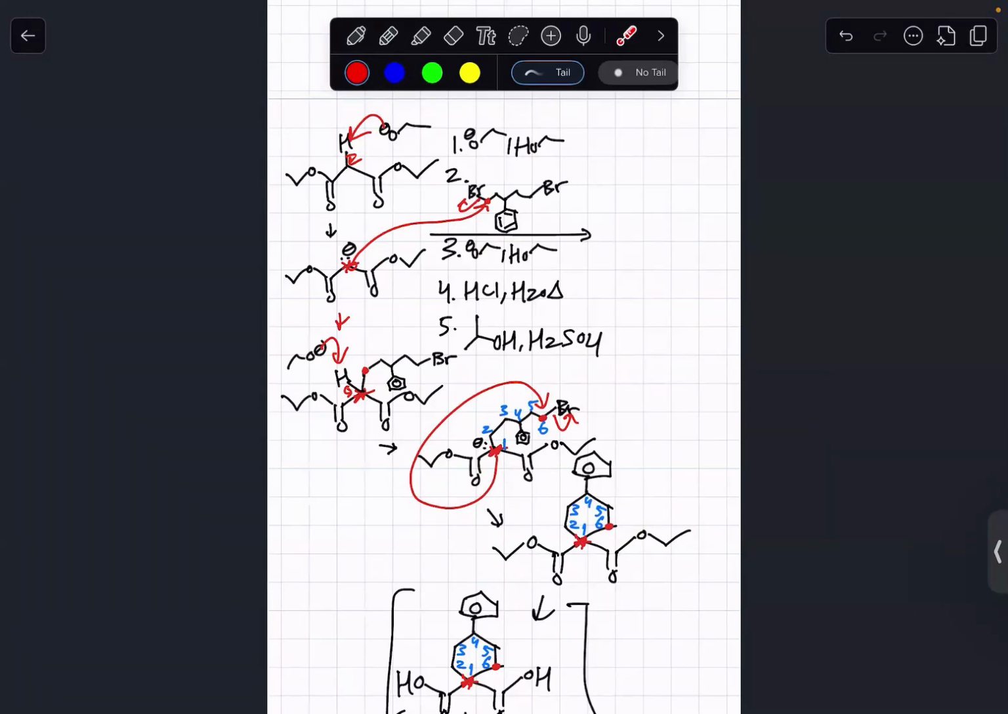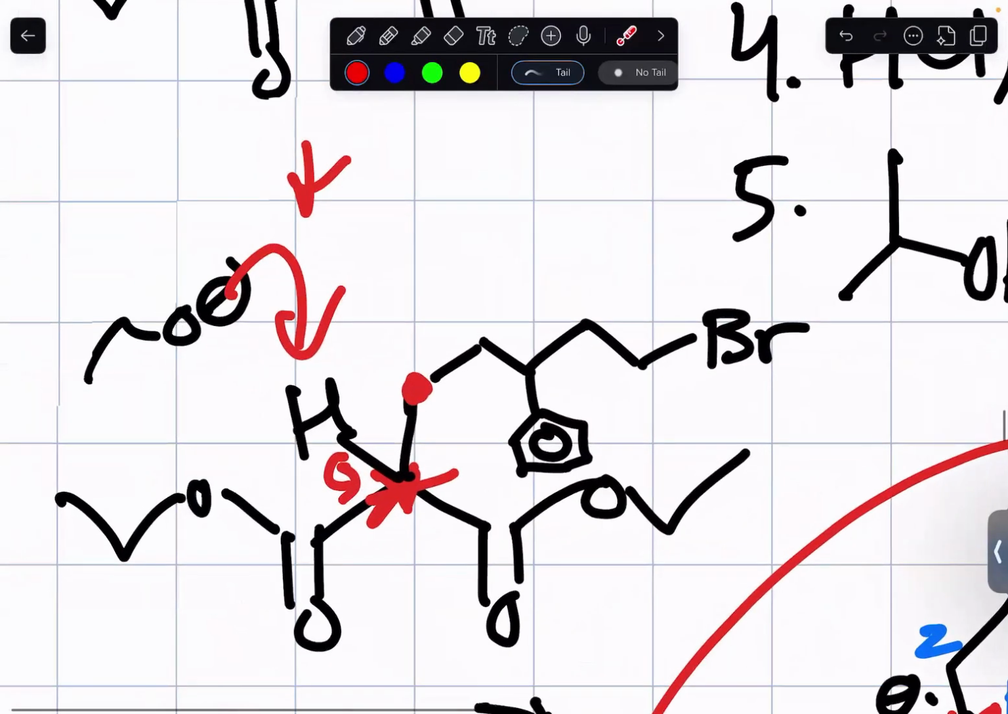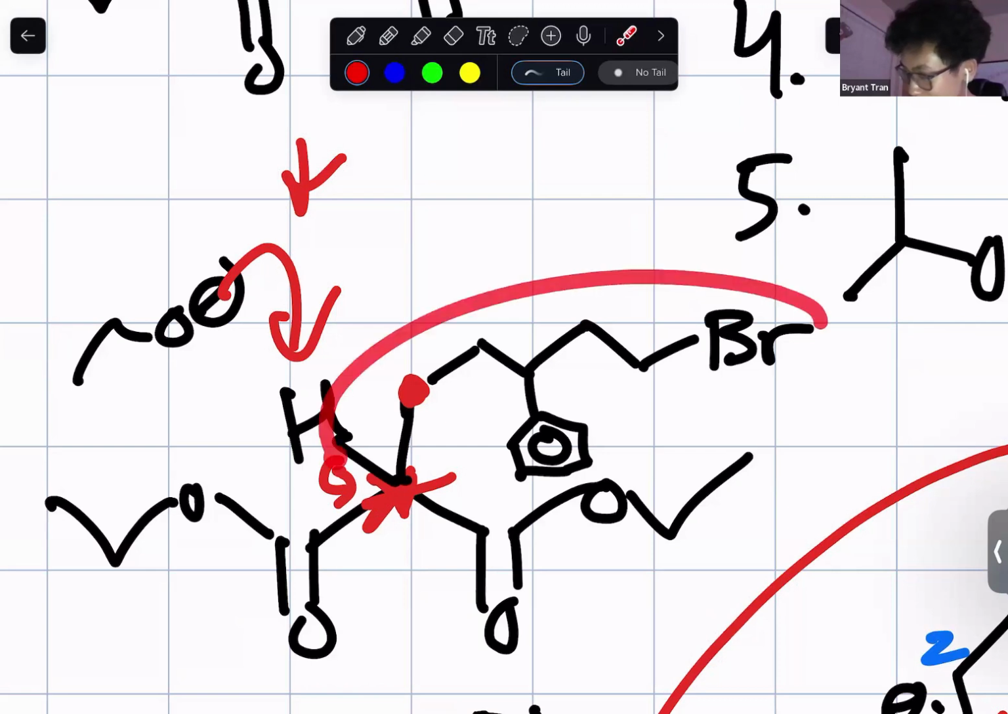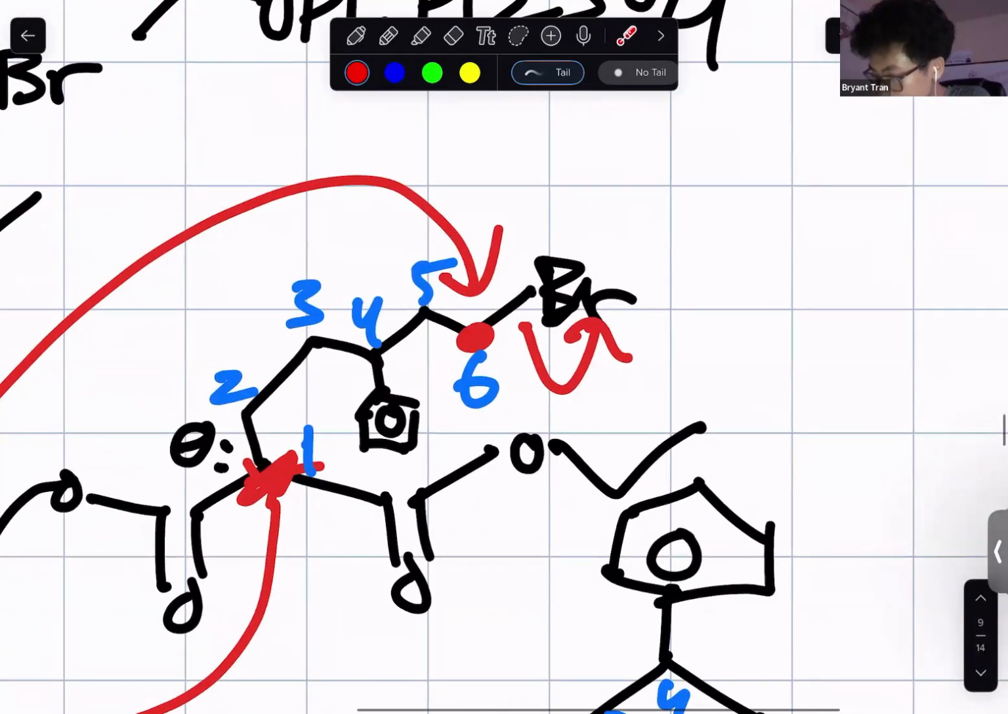I made a 5-membered ring. Did you get this as your intermediate after you added that R group in? Like, did you get this exact structure right here? Yeah, wait, let me count. 1, 2, 3, 4, 5. 1, 2, 3, 4, 5. Yeah. And then I added the ring. And then you added the ring.